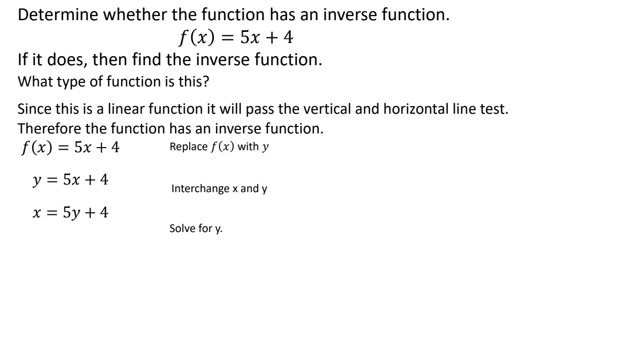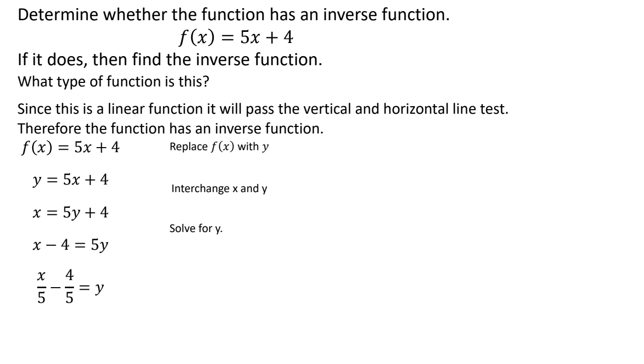Then I'm going to solve for y. I'm going to subtract 4 on both sides first, and I have x minus 4 is equal to 5y. Then I'm going to divide by 5 on both sides, and I'm going to have x divided by 5 minus 4 over 5.